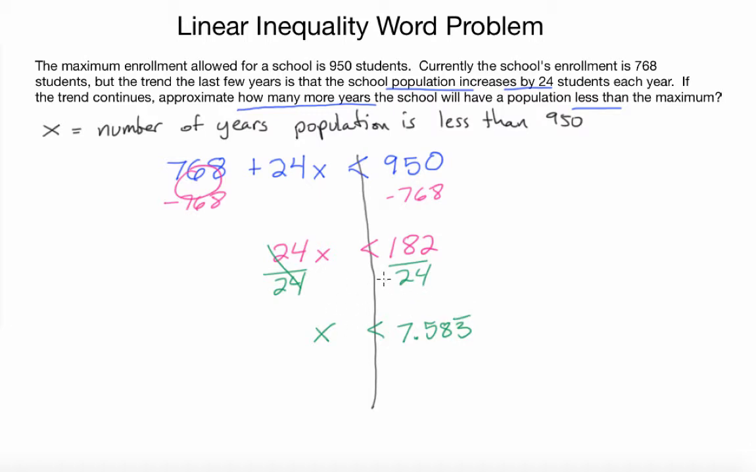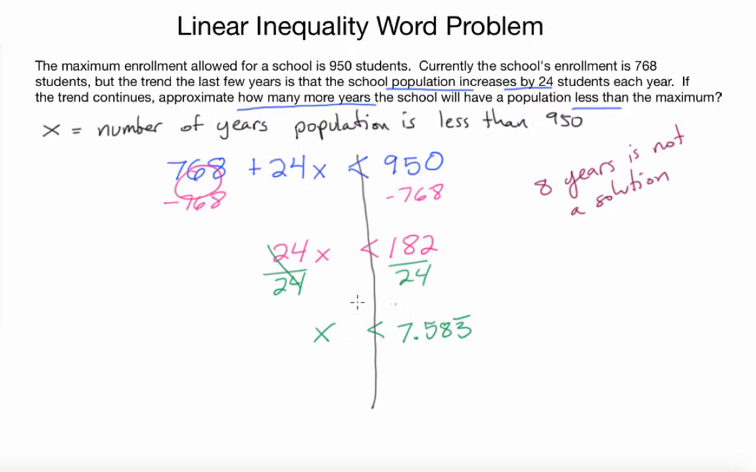It's solved. That's great, but now let's go back and answer this question and make sense of what we have in this problem. So the question is, approximately how many more years will the school have a population less than the maximum? So x has to be less than 7.58, which means 8 years is not less than, so 8 years is not a solution. 8 years would be too much. My population will have grown too big by then.